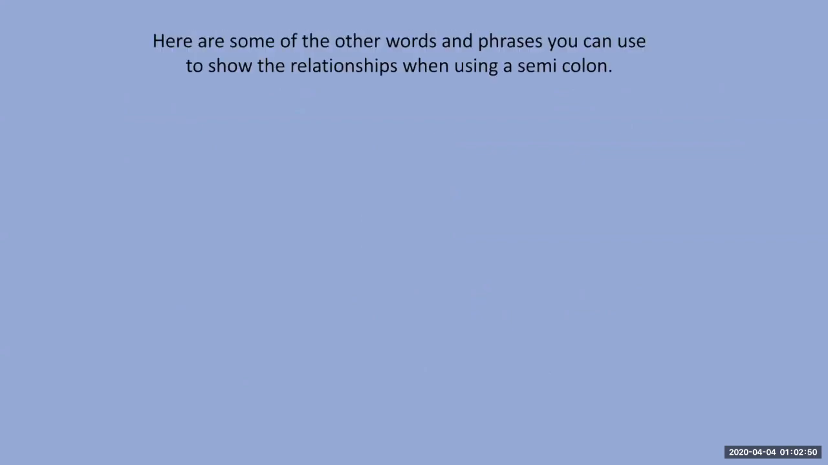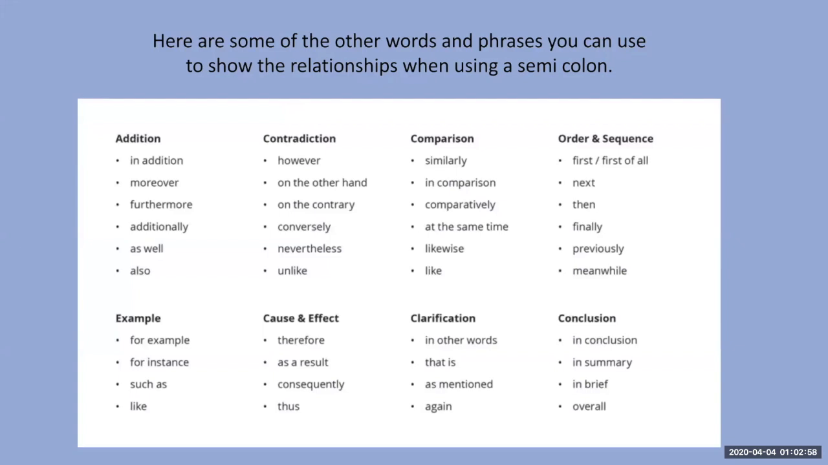Here are some of the other words and phrases you can use to show the relationships when using a semicolon. If you want to show addition, you can use in addition, moreover, furthermore, additionally, as well, also. If you want to show contradiction or contrast, however, on the other hand, on the contrary, conversely, nevertheless, unlike. If you wanted to show comparison, you could use similarly, in comparison, comparatively, at the same time, likewise, like.